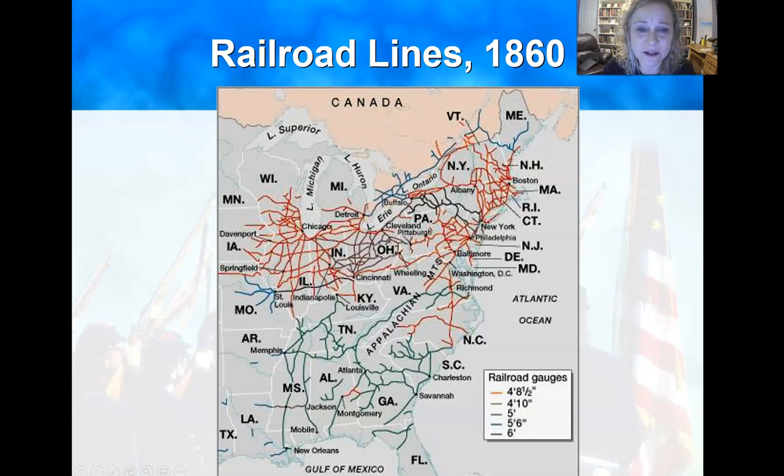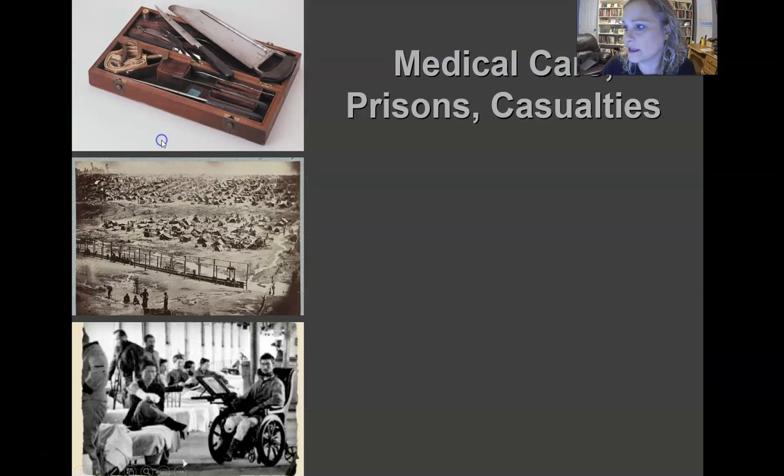Okay, so you can take a look at these railroad lines, and it becomes very apparent that the North definitely had an advantage. There were more rail lines, more interconnected. They could move troops and supplies much more easily in the North than they could have in the South.